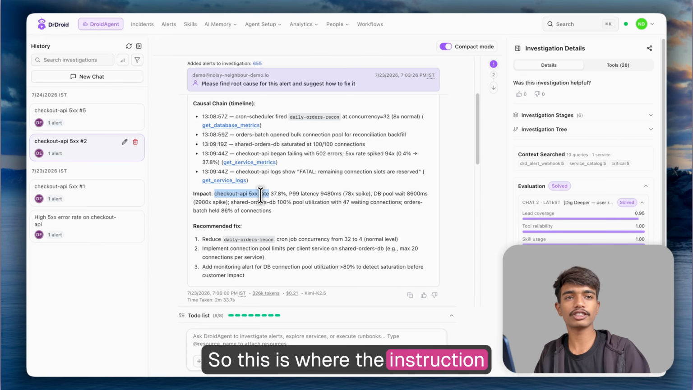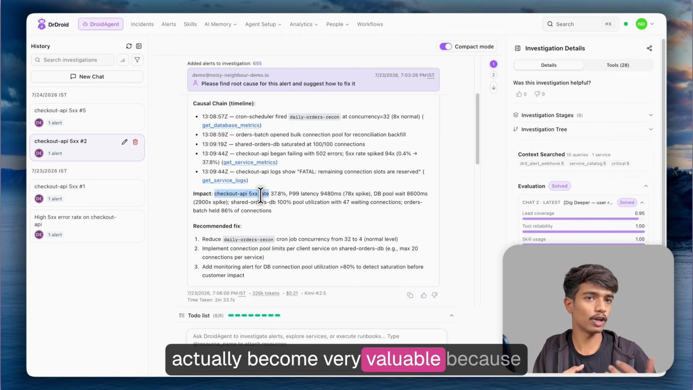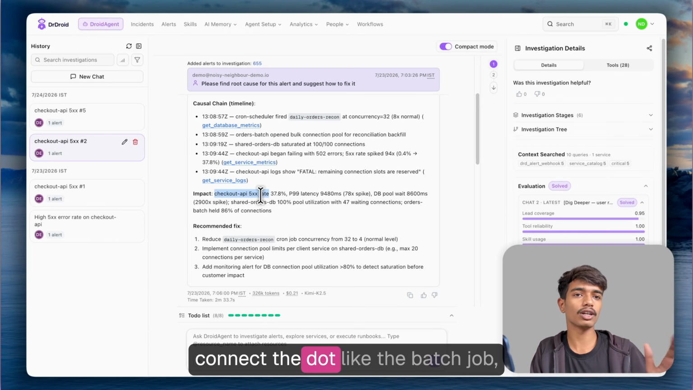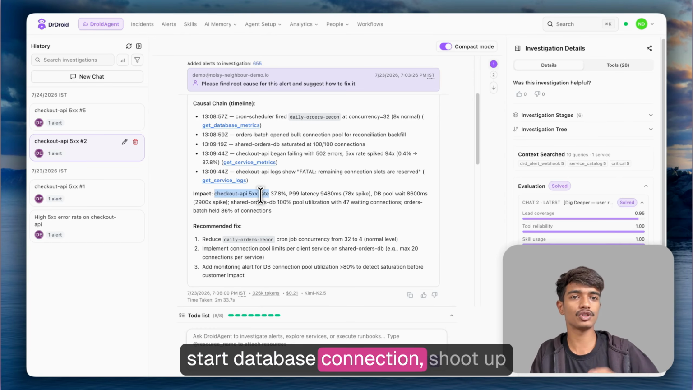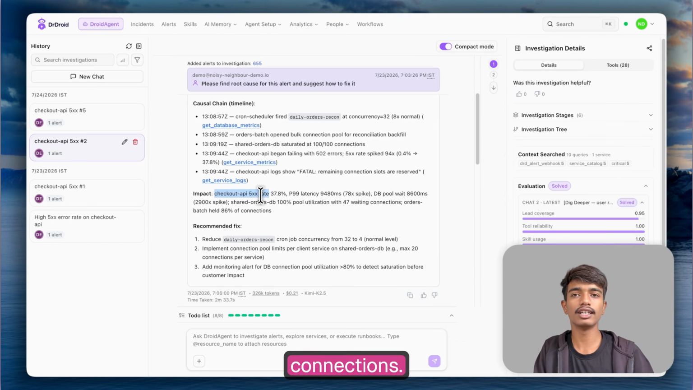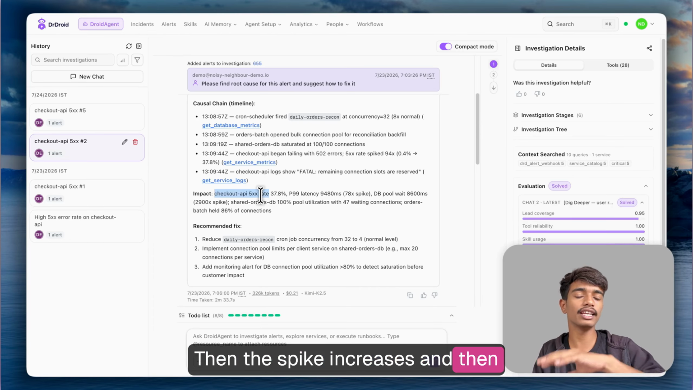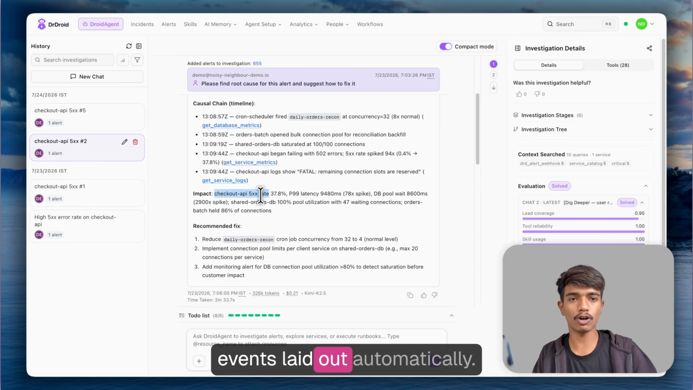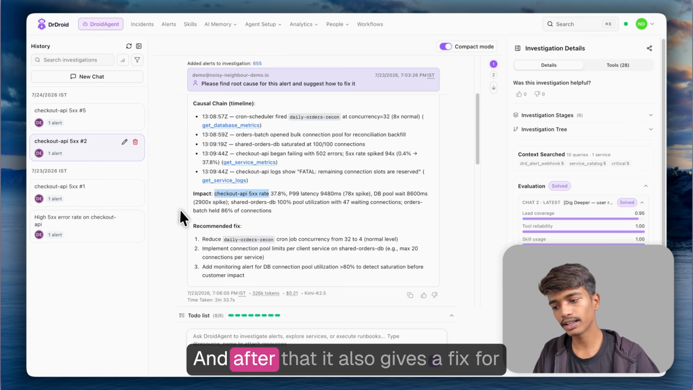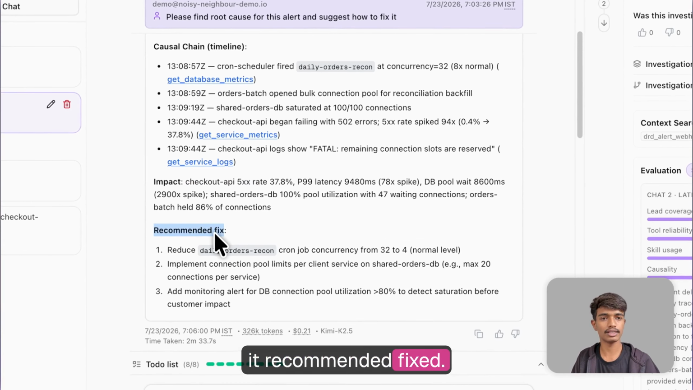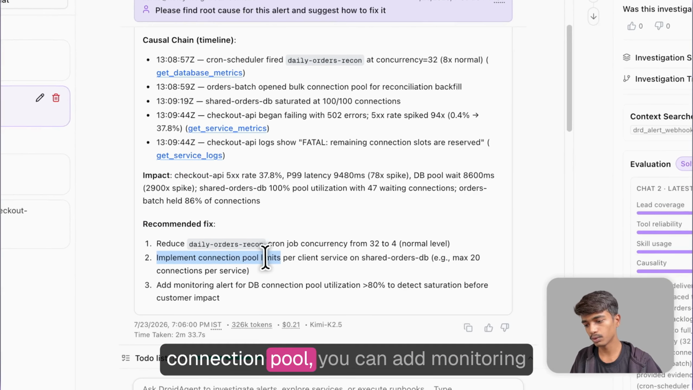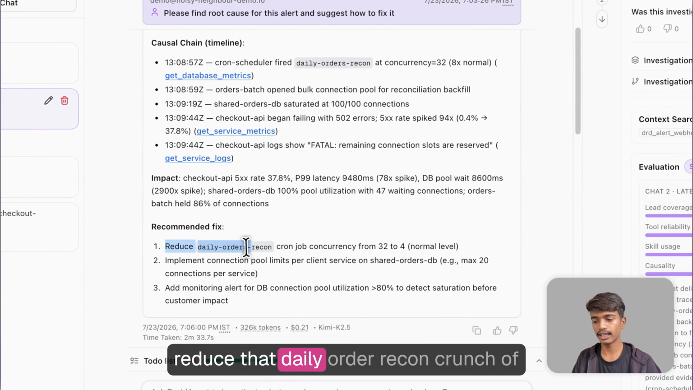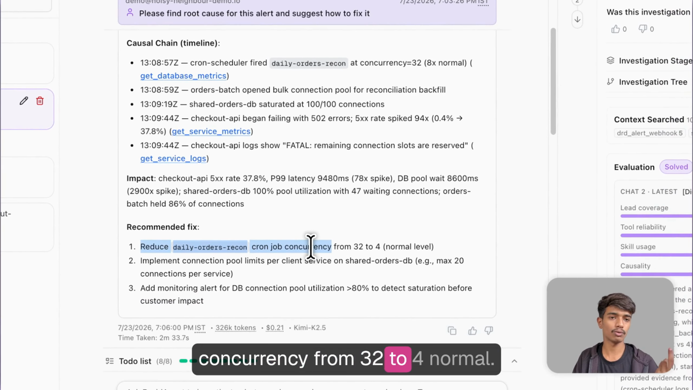This is where the investigation actually becomes very valuable, because instead of giving us a bunch of disconnected observations, DrDroid connects the dots: the batch job starts, database connections shoot up, checkout can no longer get connections, then the spike increases, and eventually customers start seeing the 5xx errors. That's basically the entire chain of events laid out automatically. After that, it also gives a recommended fix. For example, you can implement connection pooling, add a monitoring alert for DB connections, and reduce the daily order reconciliation concurrency from 32 to 4.